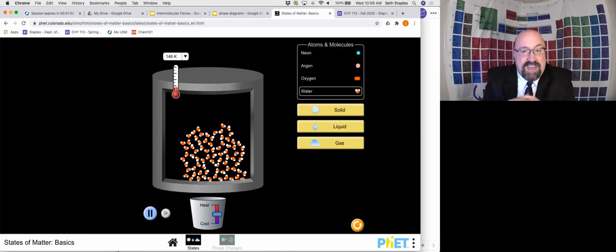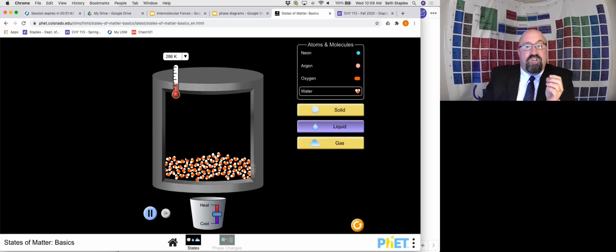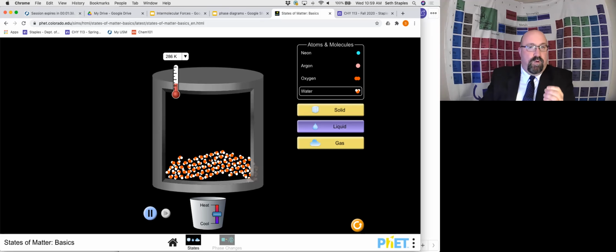Therefore, they stay together in their solid form. If we heat things up a little bit, though, and get into the liquid phase, now we can see that the molecules have much more energy. And that energy is just enough to start to overcome these forces.